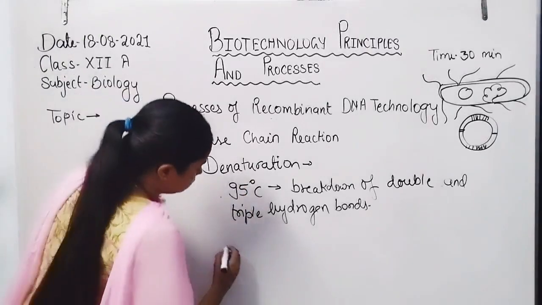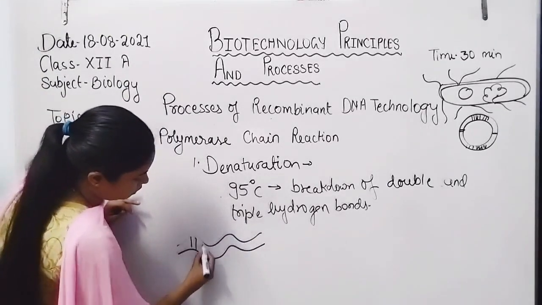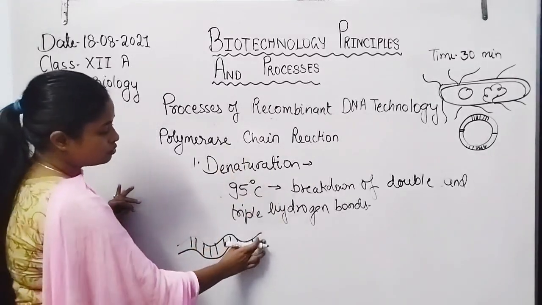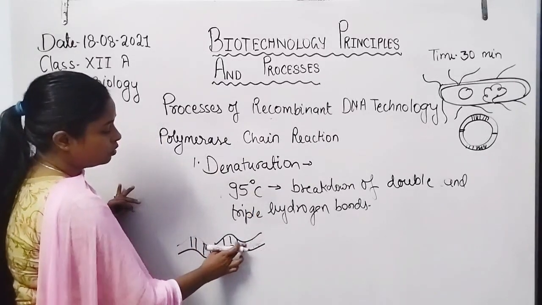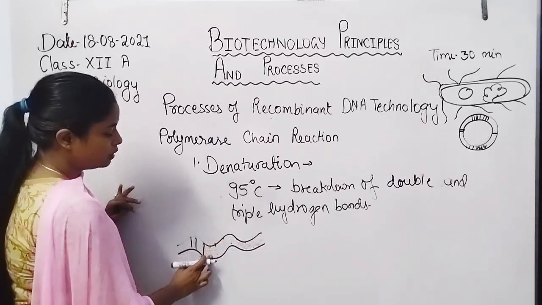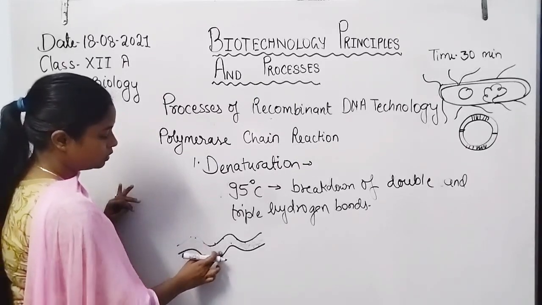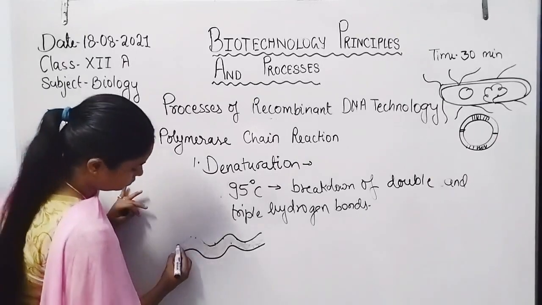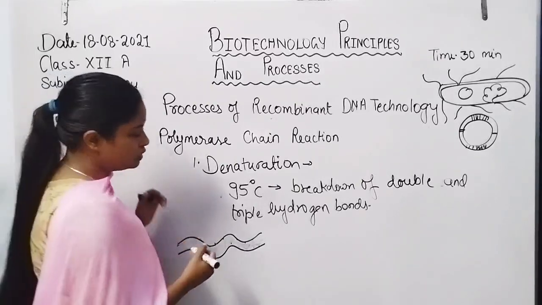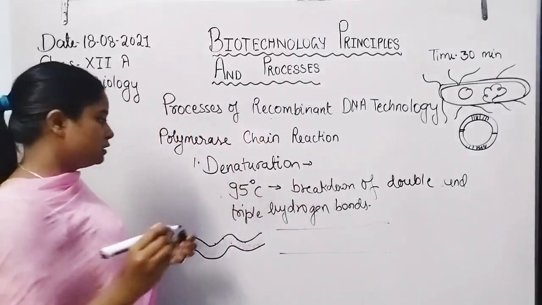Now, second, here is the double helical structure of the DNA molecule, in which double and triple hydrogen bonds are present. After denaturation, after treating DNA at more than 95 degrees centigrade, all the bonds present between the two strands break down. Now, after the breakdown of these hydrogen bonds, both the strands get separated. Now, come to the next step.